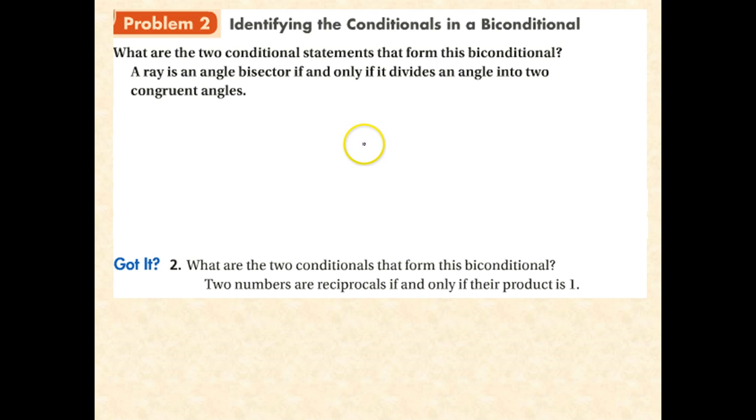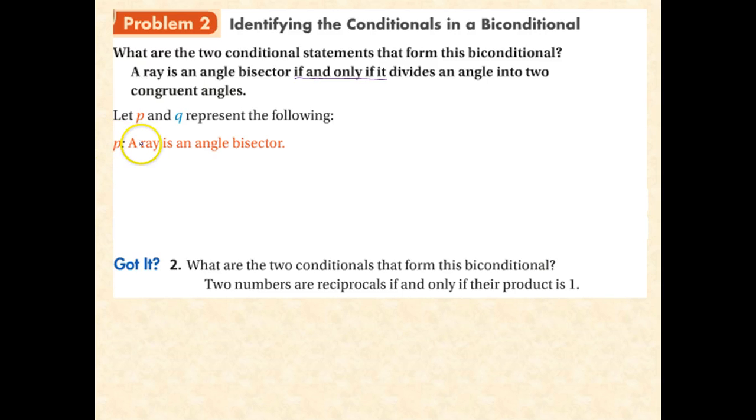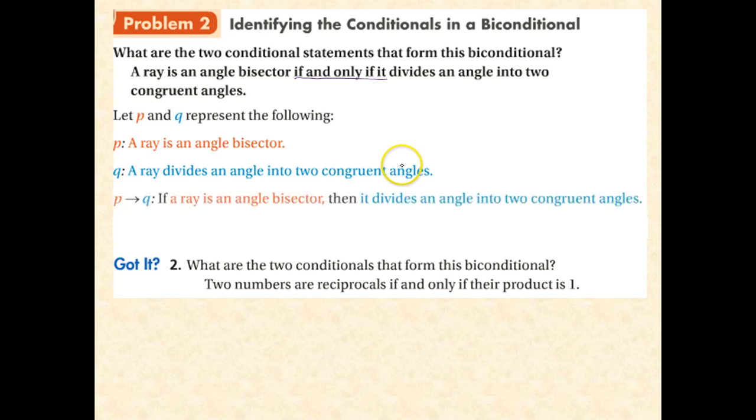Alright, so what are the two conditional statements that form this biconditional? A ray is an angle bisector if and only if it divides an angle into two congruent angles. So let P be a ray is an angle bisector, and let Q represent a ray divides an angle into two congruent angles. So what are the two conditionals?